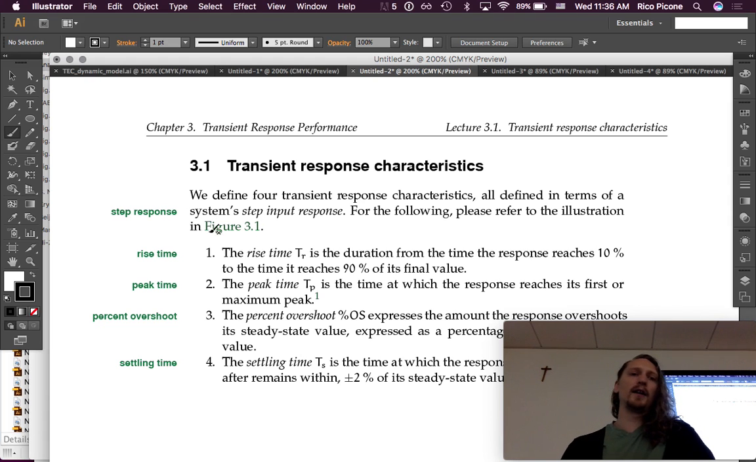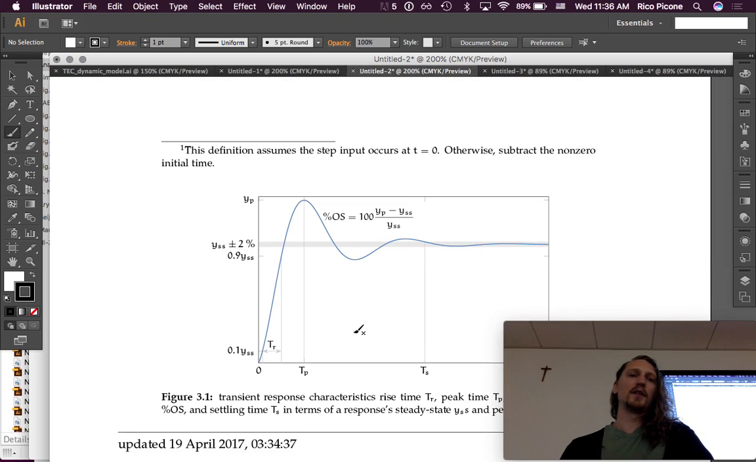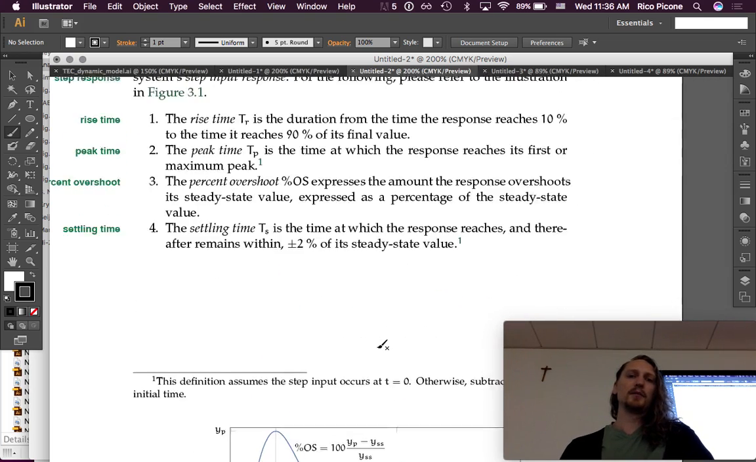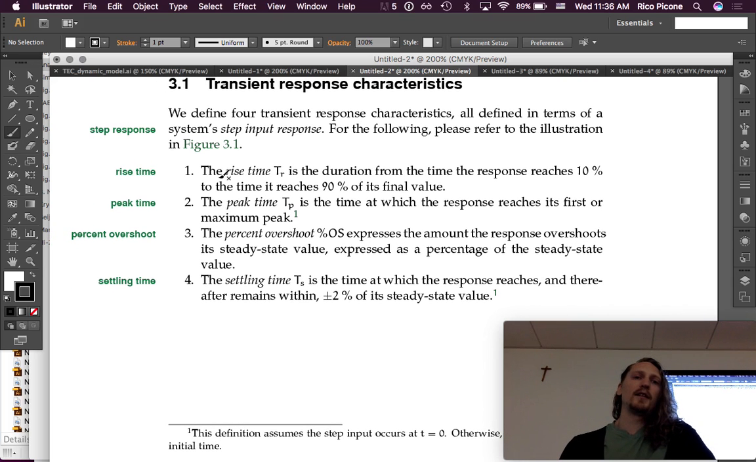And for the following, the four definitions here refer to the figure below. So we'll bop back and forth. First off is the rise time, okay? TR is usually how we denote it.